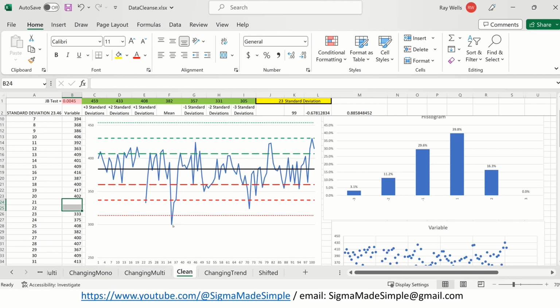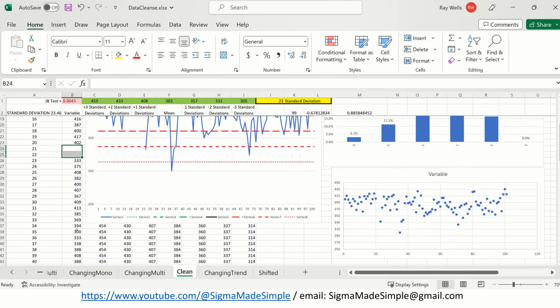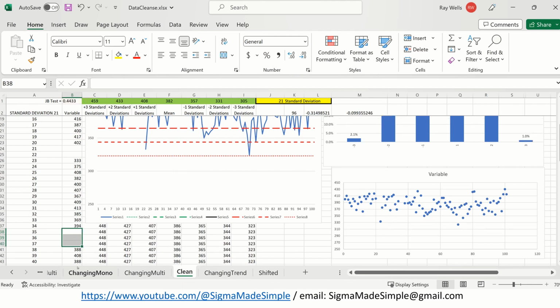And then let's go back over here. 35. Where's 35? Cell 35 is below 2 standard deviations, which is 337. 35, 36, 37, they're all below. So we can remove those, because those are all statistically significant at 95% confidence level.